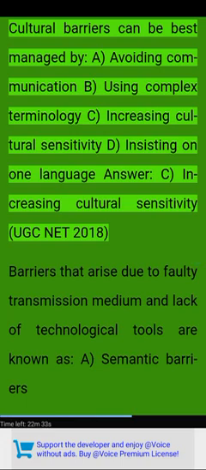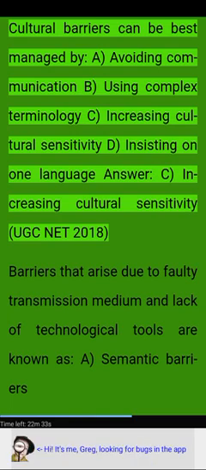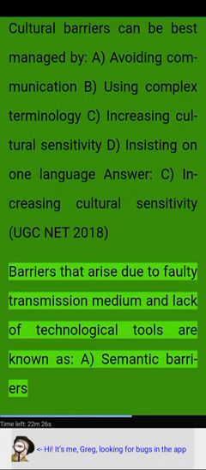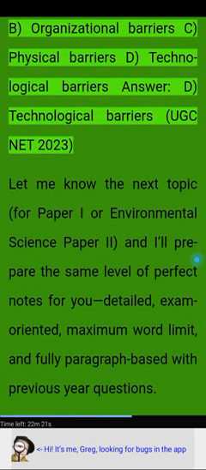Cultural barriers can be best managed by A. Avoiding communication. B. Using complex terminology. C. Increasing cultural sensitivity. D. Insisting on one language. Answer: C. Increasing cultural sensitivity. UGC NET 2018. Barriers that arise due to faulty transmission medium and lack of technological tools are known as A. Semantic barriers. B. Organizational barriers. C. Physical barriers. D. Technological barriers. Answer: D. Technological barriers. UGC NET 2023.